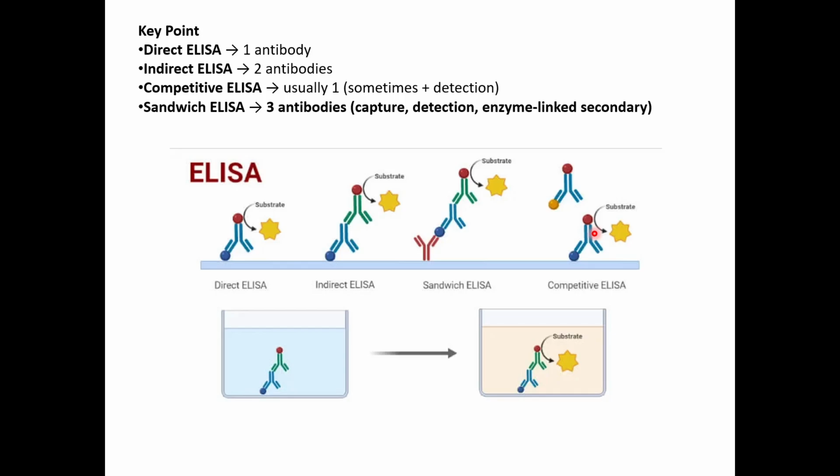Hope that is clear. So this is how different types of ELISA are performed. To summarize, direct ELISA uses one antibody, indirect ELISA uses two antibodies, and competitive usually uses one. Sometimes it can also use more than one for amplifying. And then sandwich ELISA uses three antibodies: capture antibody, detection antibody, and enzyme-linked secondary antibody.